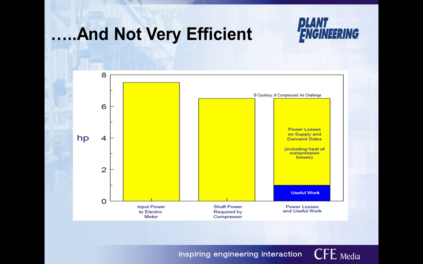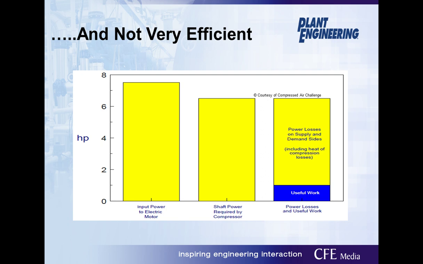And it's not very efficient. This graph illustrates that for every 7 to 8 horsepower you put in on the left-hand side of the graph, that bottom blue part you see on the right side of the graph is the useful work. You only get 1 horsepower out for every 7 to 8 horsepower you put in.